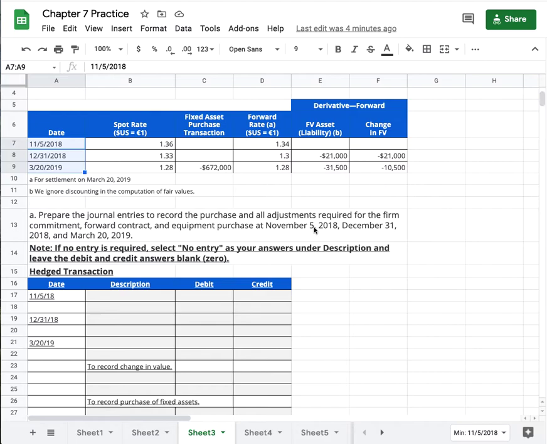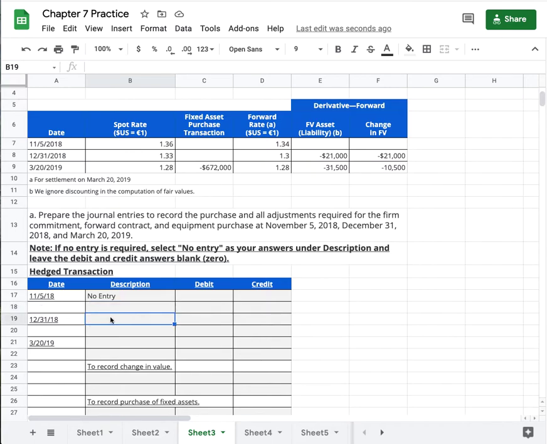Prepare the journal entries to record the purchase and all adjustments required for the firm commitment, forward contract, and equipment purchase at November 5th, 2018, December 31st, 2018, and March 20th, 2019. So as of 11/5, there's no entry. Again, similar to the previous problem we did like this, the firm must document the hedging relationship and hedge effectiveness in the accounting system. The fair value is equal to 0 at inception, so there's no entry required.